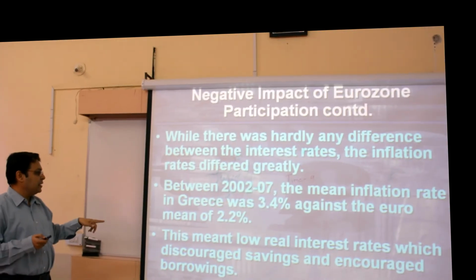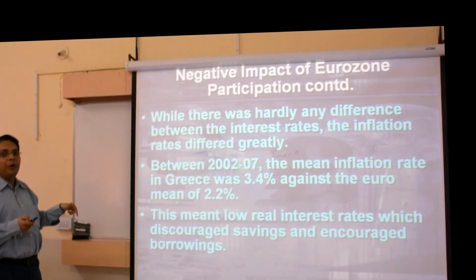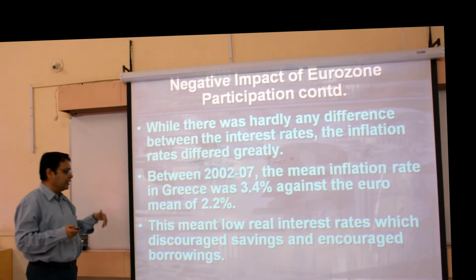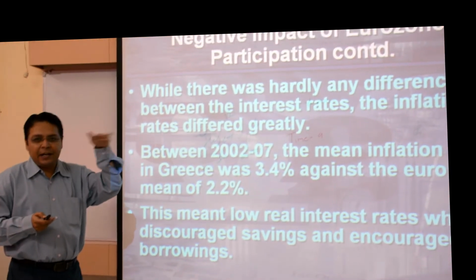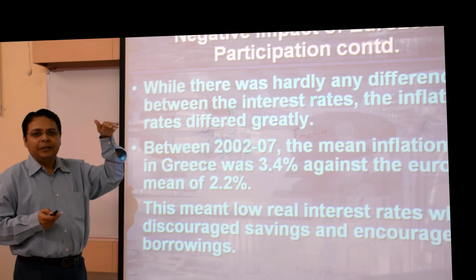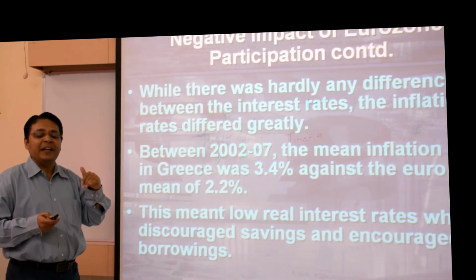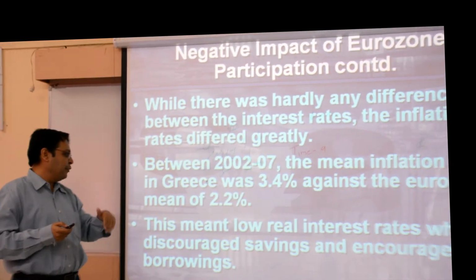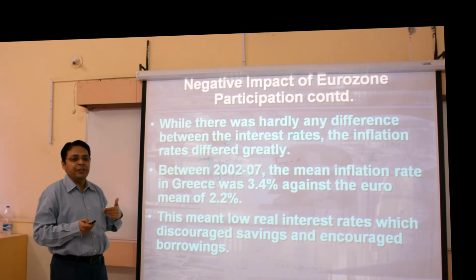That meant low interest rates, which discouraged savings and encouraged borrowing. Because of this, people in Greece, with inflation high and interest rate at the same euro level, had low real interest rates, so there was no incentive or lesser incentive to save. There was more incentive to borrow because money was coming very, very cheap.